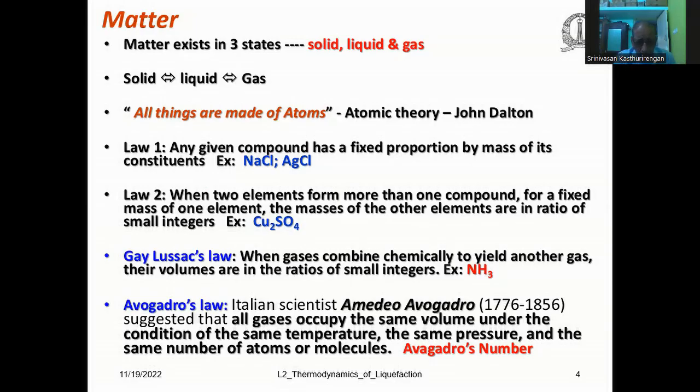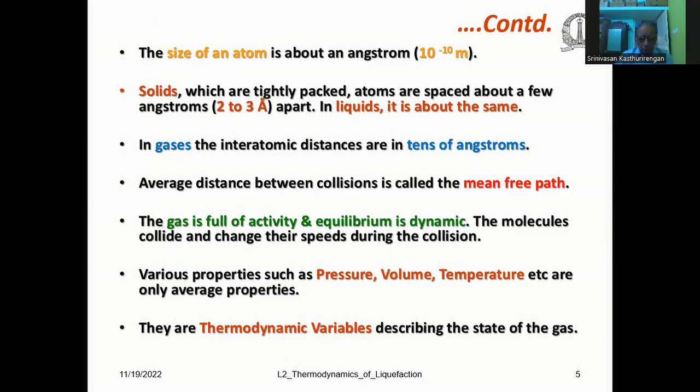Avogadro's law is another important law which we have to consider. The Italian scientist Amedeo Avogadro, 1776 to 1856, suggested that all gases occupy the same volume under the conditions of the same temperature and pressure, and they have the same number of molecules. This number is known as the Avogadro number, and I think this number is 6.023 times 10 to the power 23.